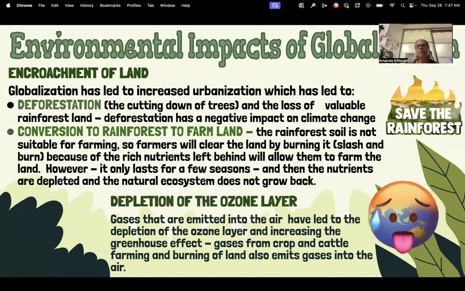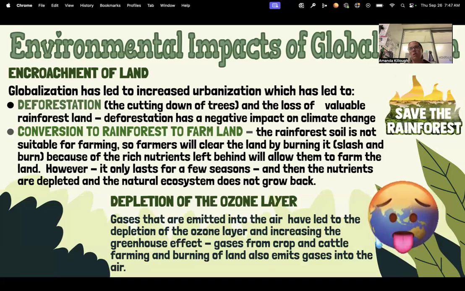So converting rainforest to farmland and then not really doing anything else with it, right? The rainforest soil is not suitable for farming. So they clear the land, they burn it. That's slash and burn agriculture. And then those nutrients left behind by the burn are what they use to grow stuff. But the problem is that it only lasts for a couple of seasons. And because of that, they have to keep moving.